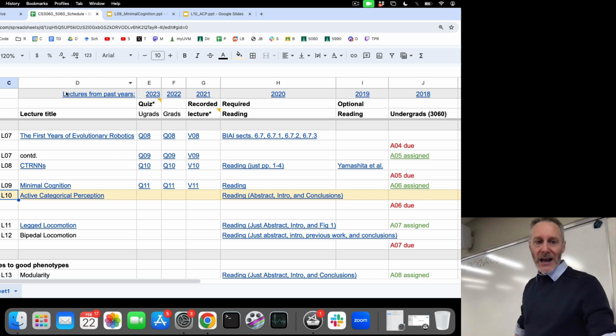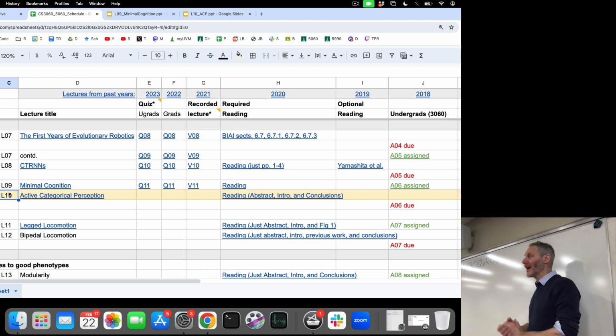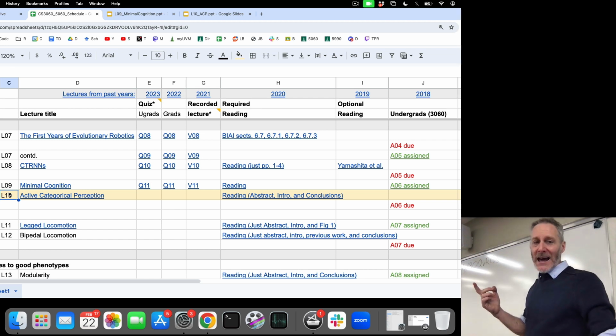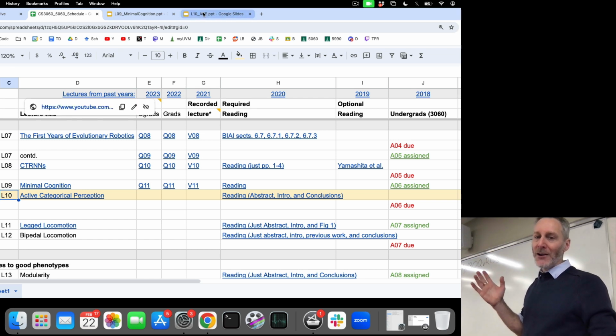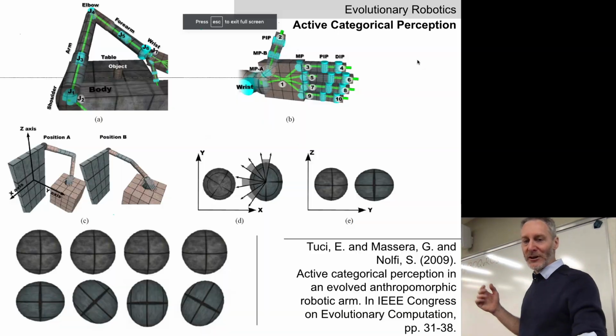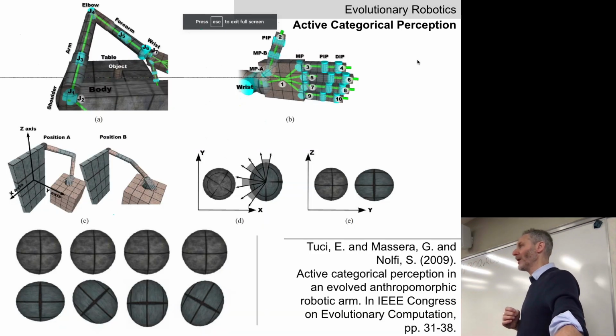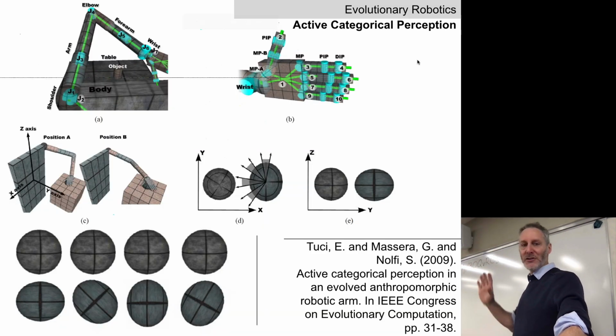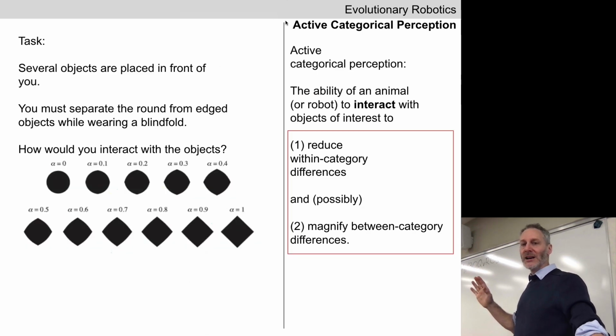Okay, so we're going to dive into lecture 10 now, where we're going to look at a fifth and final building block of intelligence, which is active categorical perception. This task is not really minimal, because the robot that we're going to look at is definitely not a minimal robot. It's got a pretty complex physiology. We'll come back to the robot in a moment. But first, let's talk about ACP.